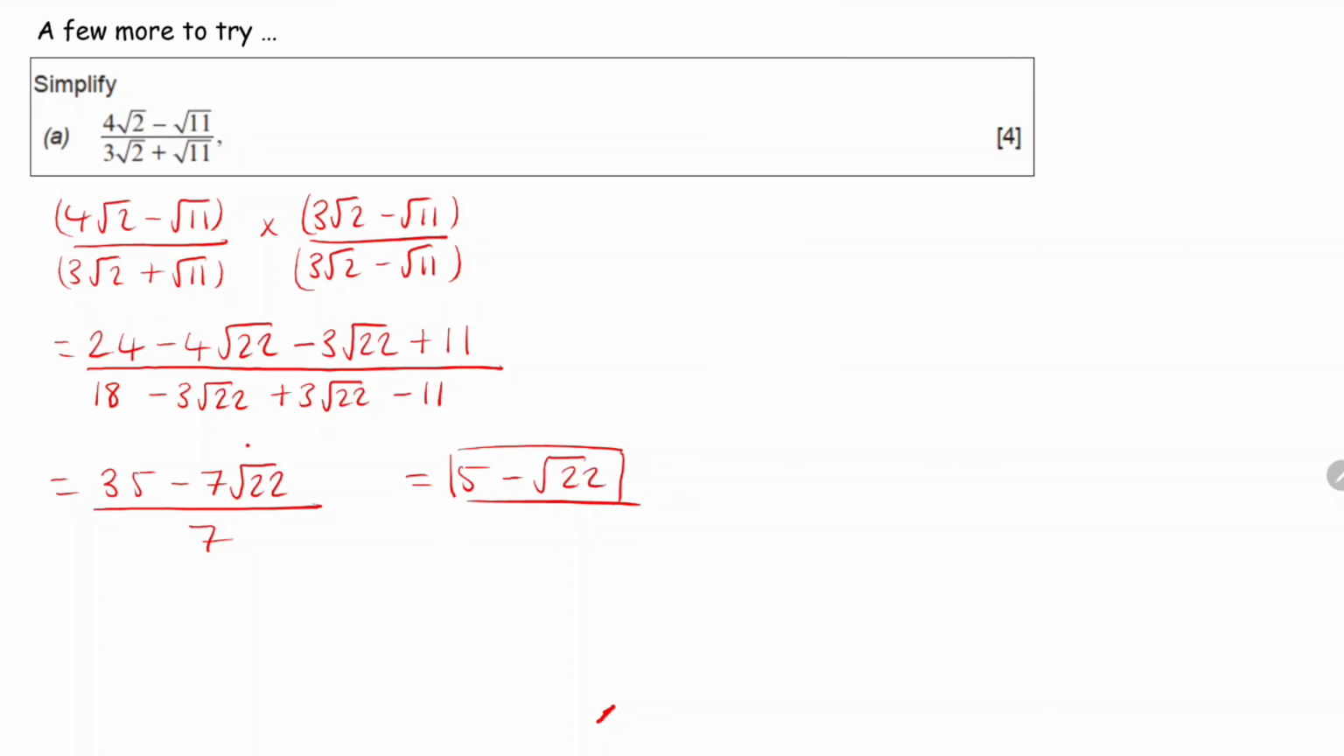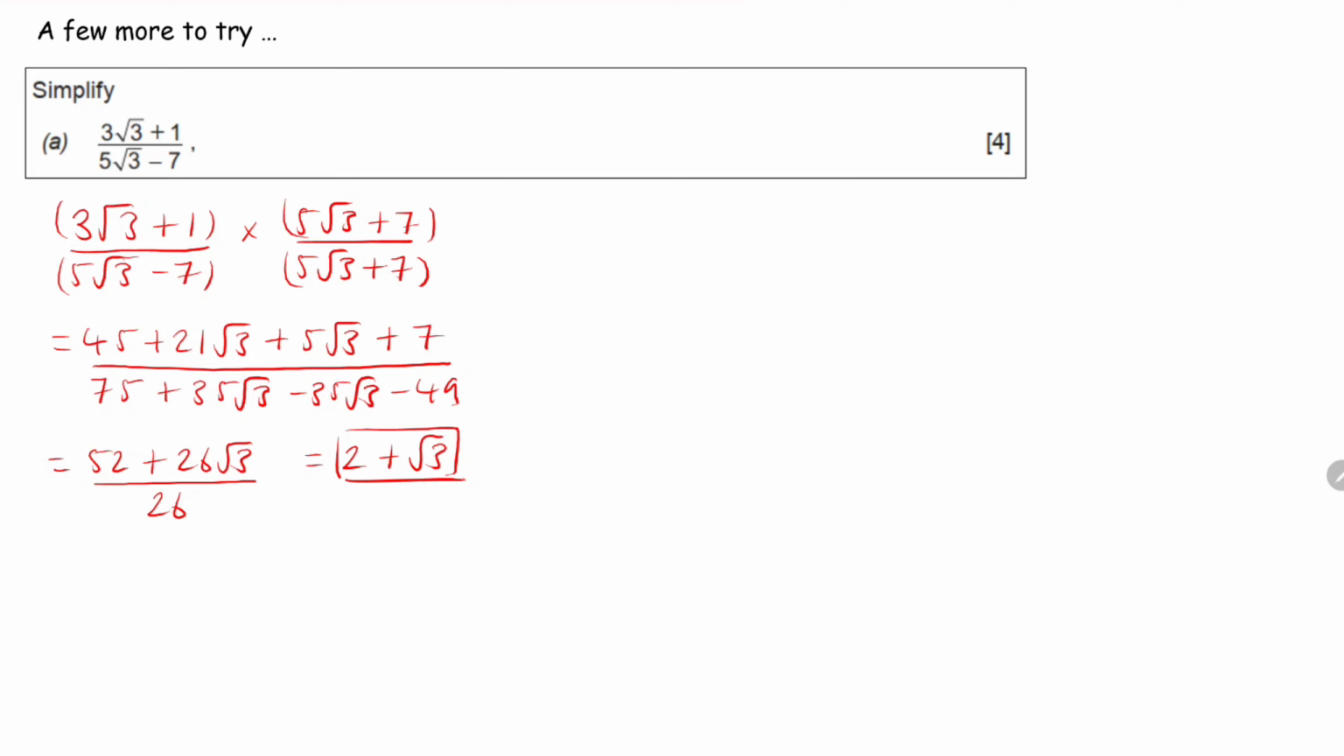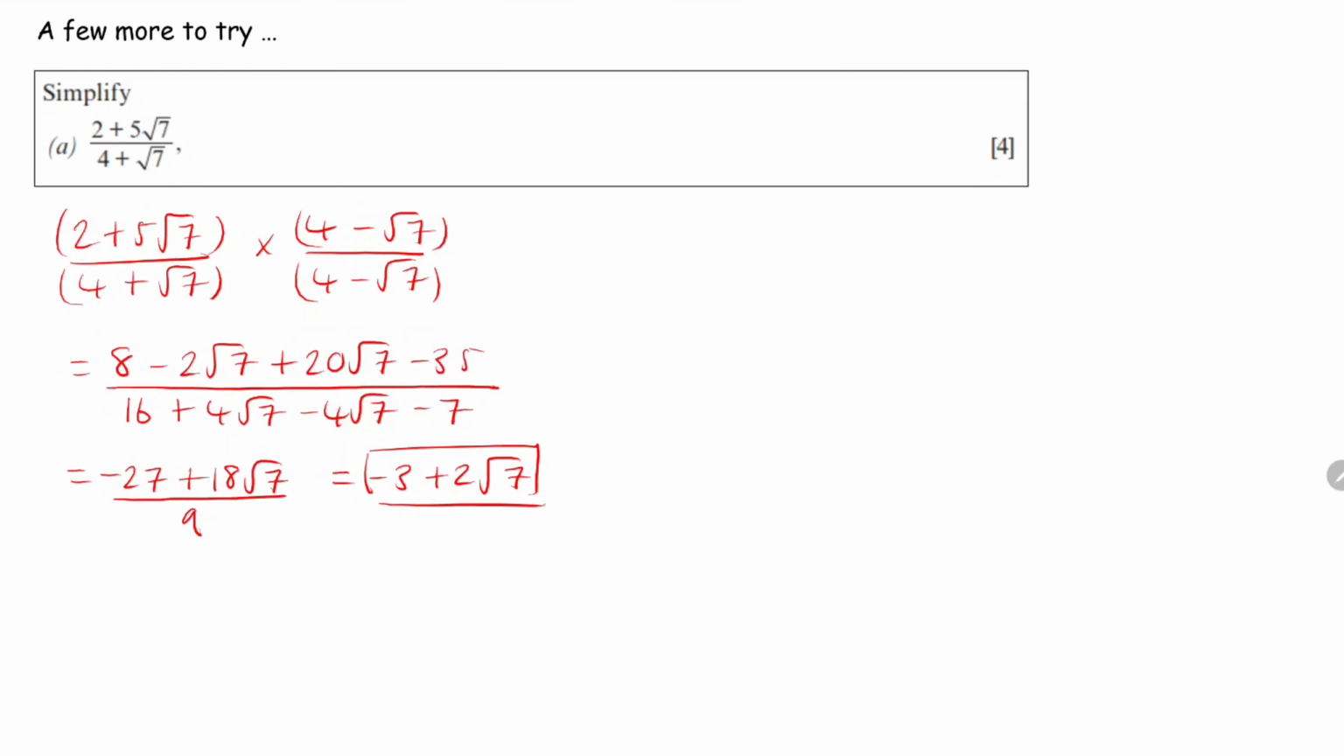Okay, so hopefully you've had a chance to try the first question. You should have an answer of 5 minus root 22, if you can follow through the steps that have been done here. Okay. The second question, you should have an answer of 2 plus root 3. Okay, pause the video and look at the steps if needed. Third question, minus 3 plus 2 root 7.